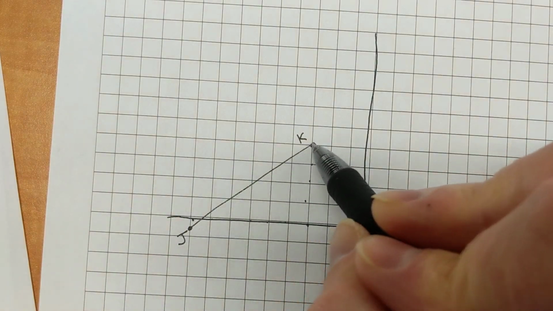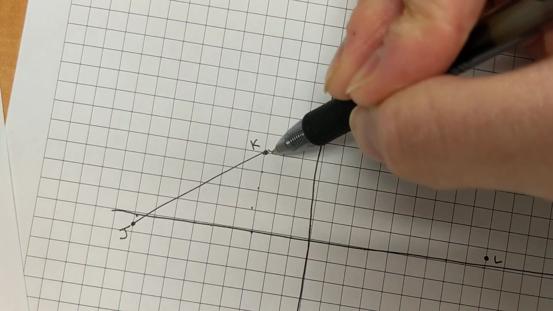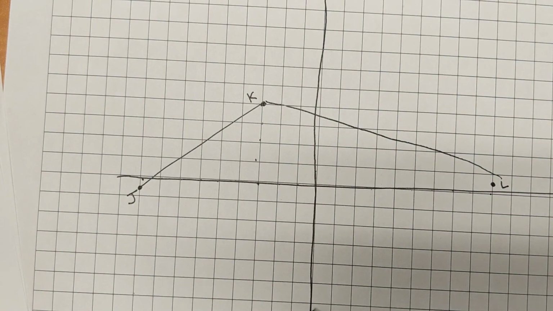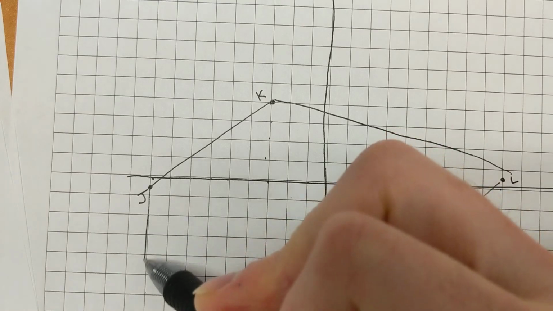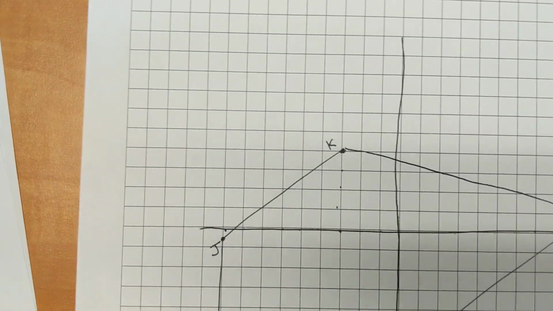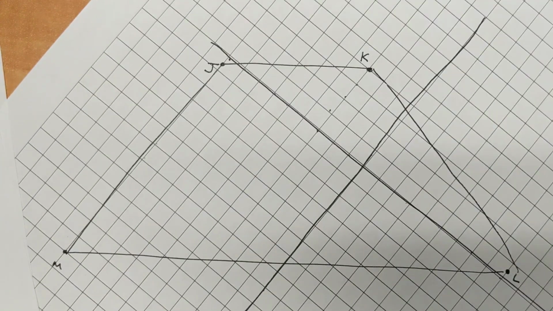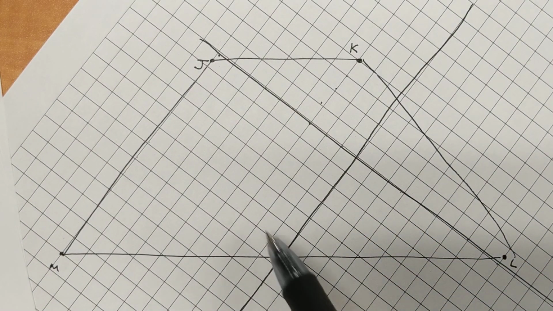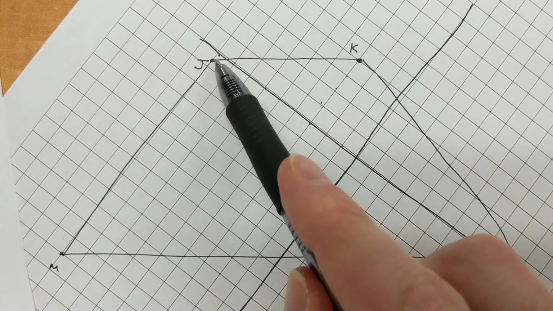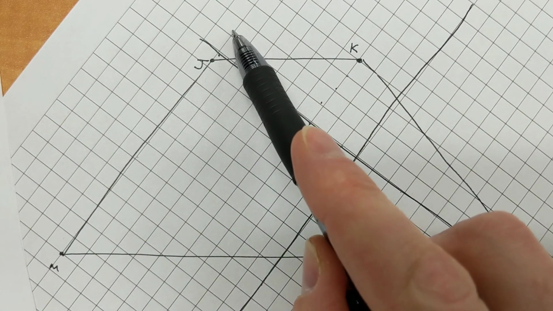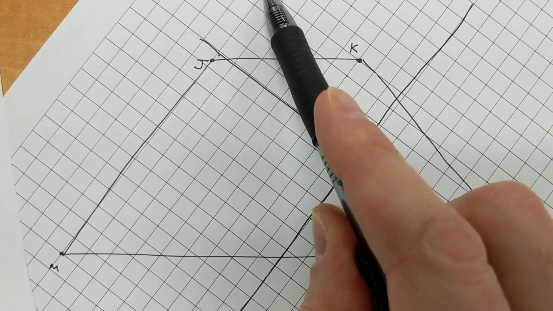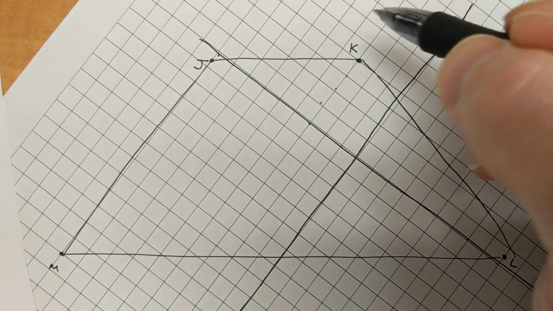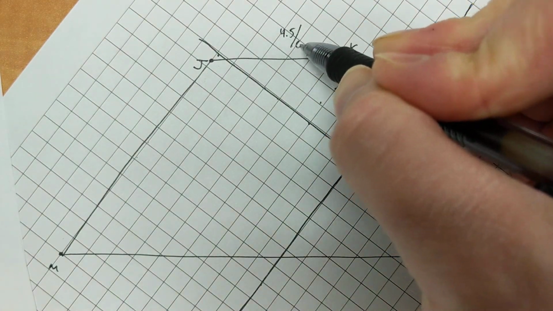So J to K. K to L, that's a real bad line. M to L, J to M. So you can see a little bit better that way. These are going to be my bases, so I just need to make sure that they are parallel. So this one is, remember, parallel slope. 1, 2, 3, 4.5 up, and 1, 2, 3, 4, 5, 6 over. So the slope is 4.5 over 6.